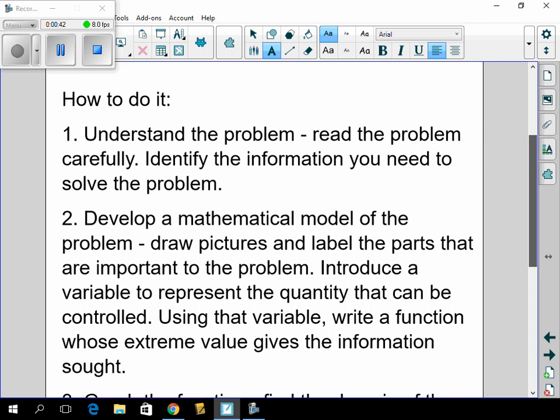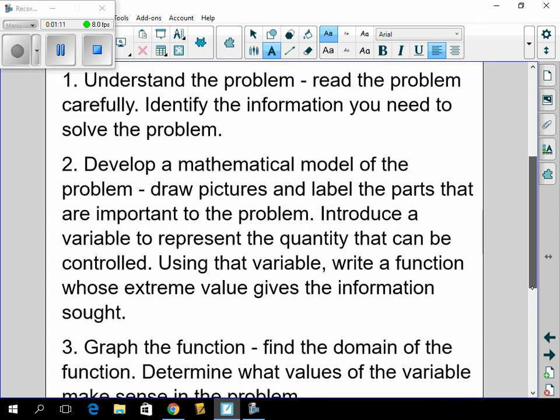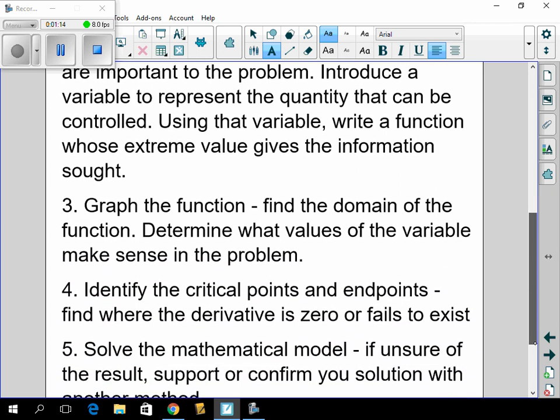So first, we need to actually understand the problem, understand what it's asking for, and identify the information that we need to solve the problem, but also the information we have. Then we need to develop a mathematical model, so drawing pictures, labeling, using variables to represent other quantities. So if x plus y equals 5, we can say that x equals 5 minus y, stuff like that. So we need to first get our formula, our model, and then we can also graph the function.